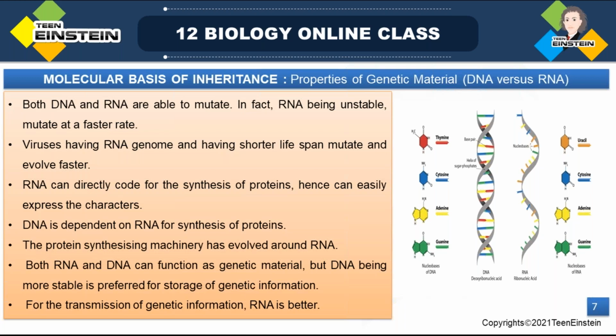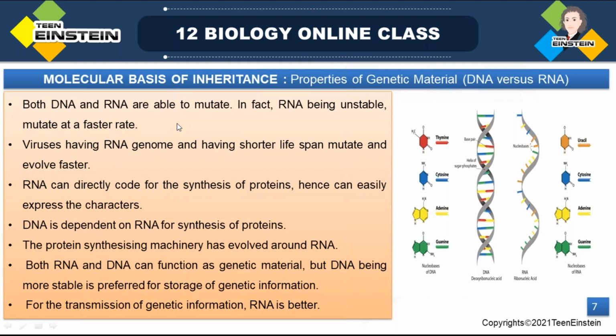So the DNA is more stable than RNA. So the DNA is preferred for what? Preferred for the storage of genetic information. So DNA is more stable than RNA, so DNA is more preferred for the storage of genetic information. But for genetic transmission, note down the point, which one is preferred? Genetic transmission, RNA is preferred.